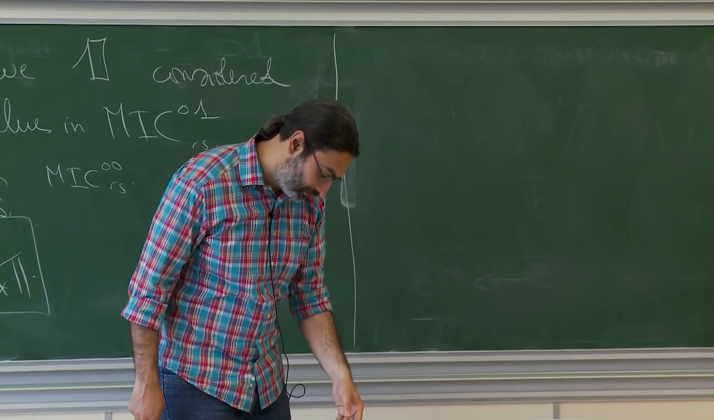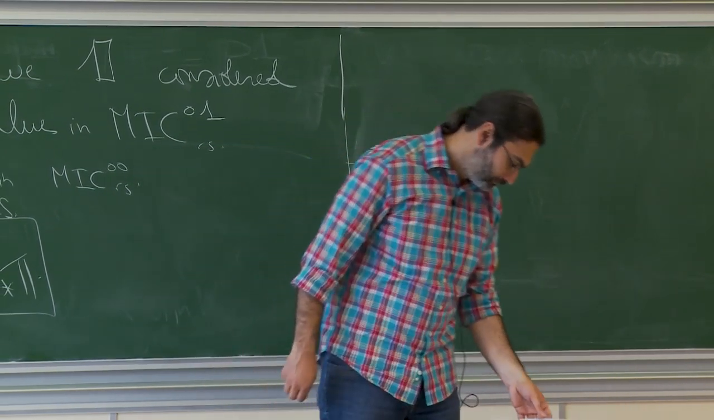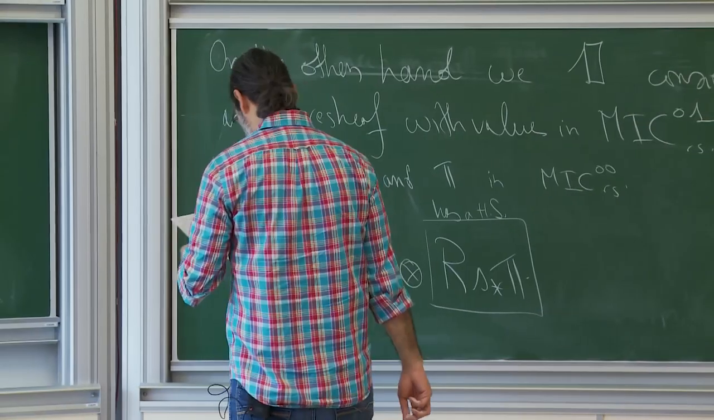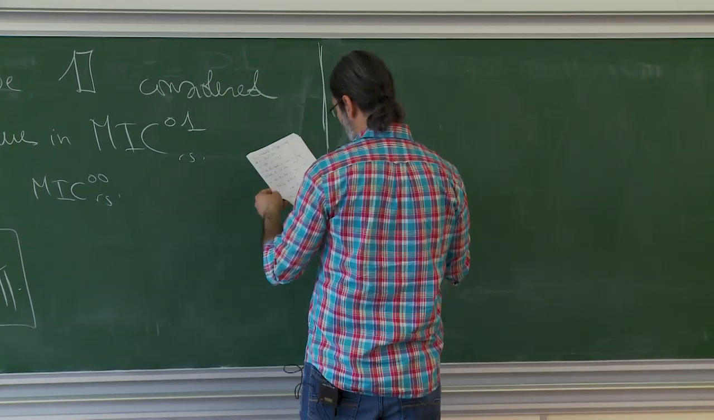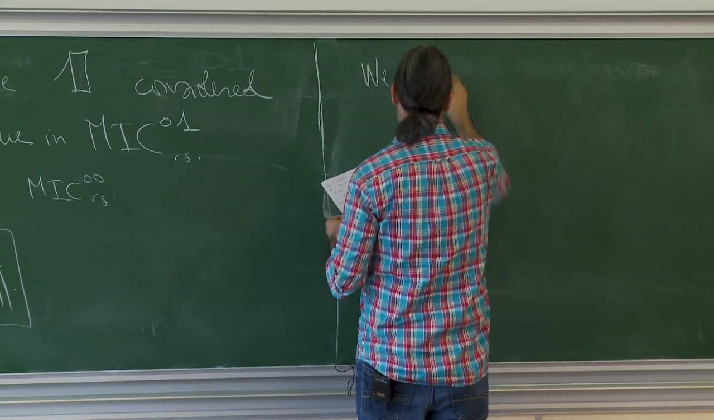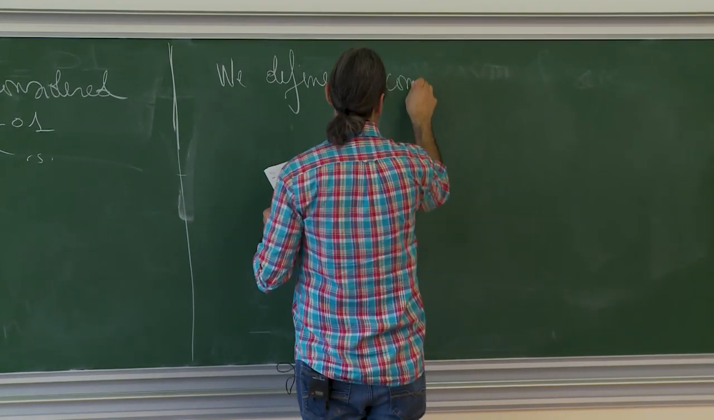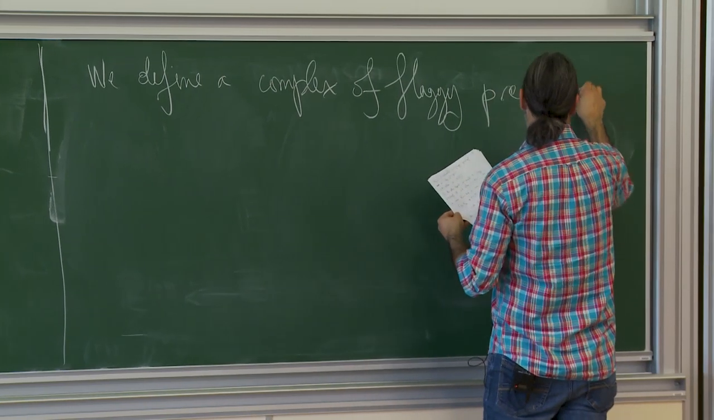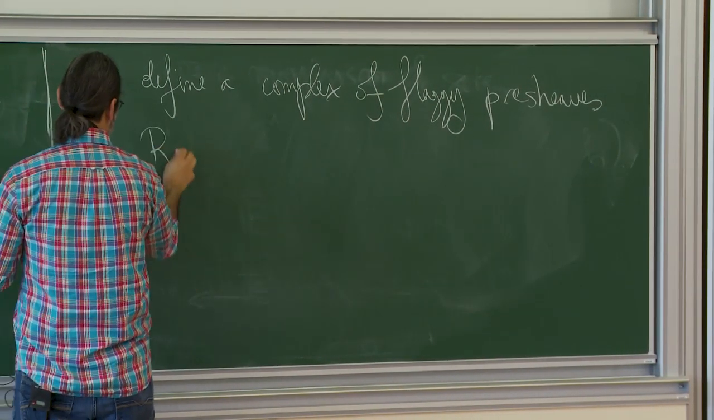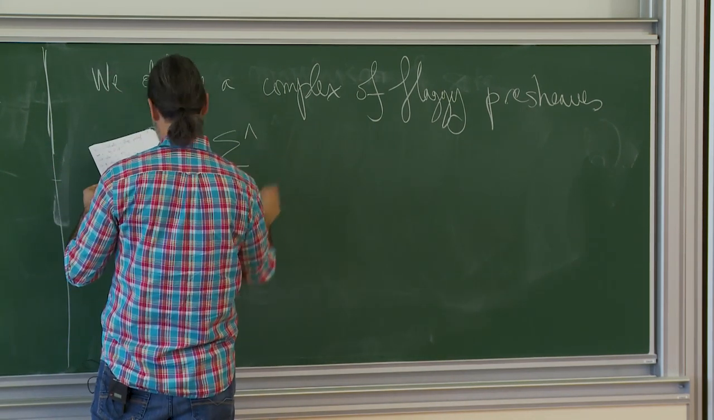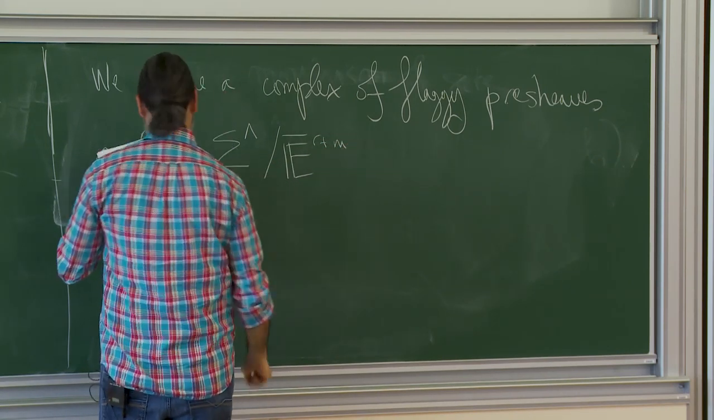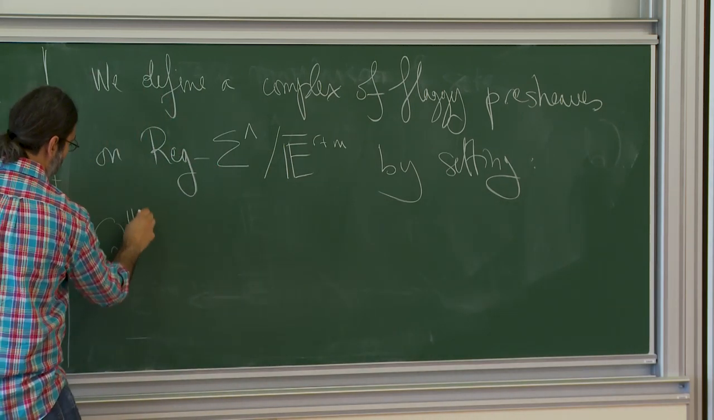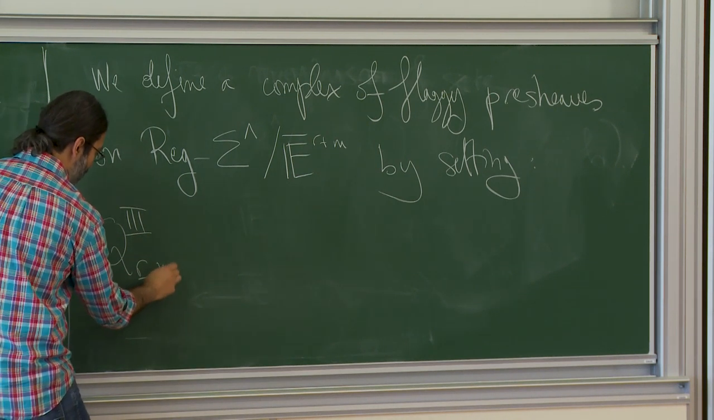Okay, so now to tell you what P3 is, I do the following. We first define a complex of Flaggy presheaves on reg by setting the following. I denote this by Q, maybe Q3, with indices R^m. Okay, so this is a Flaggy presheaf.